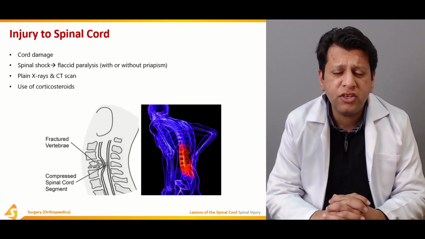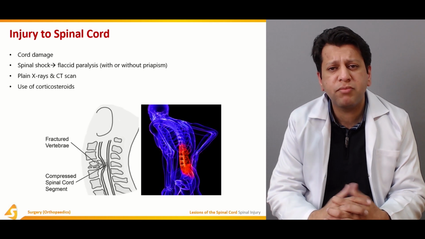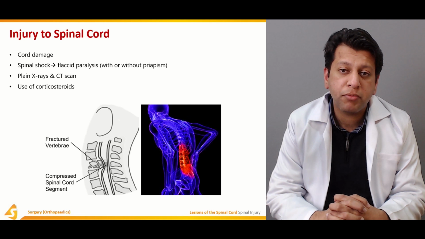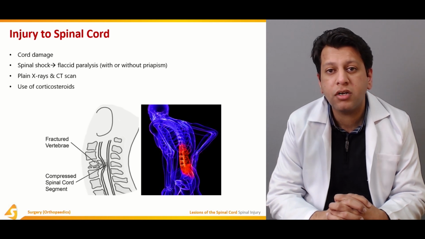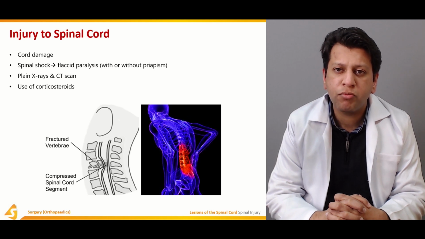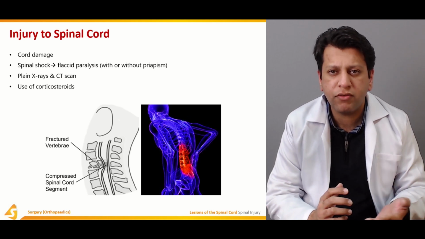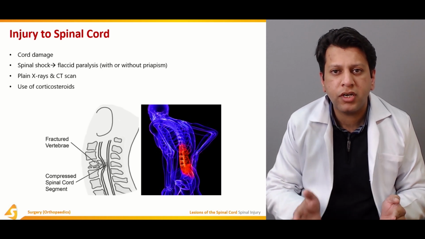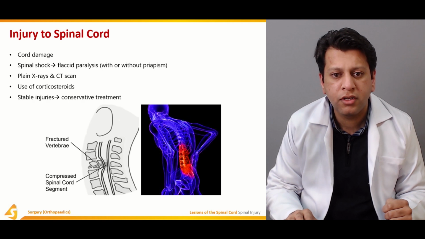Then initial management: if these patients with these symptoms present, prednisolone can be given, usually a 30 mg per kg bolus dose is given, and then we can continue it at 5.4 milligram per kg for either 24 hours or 48 hours, depending upon whether the patient presented within the first 8 hours or after the first 8 hours.